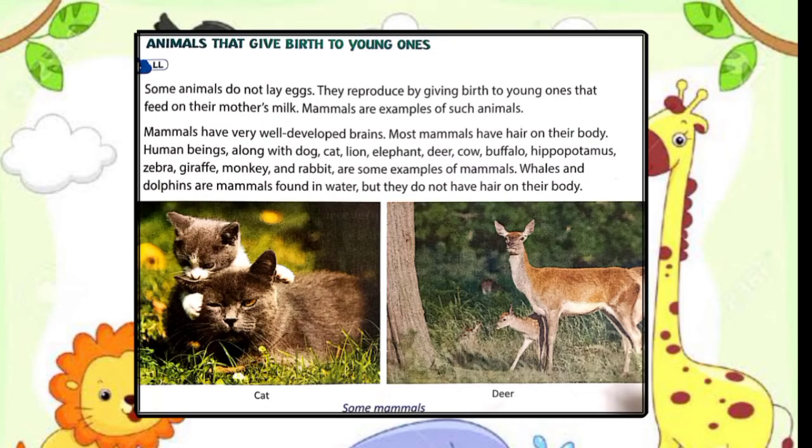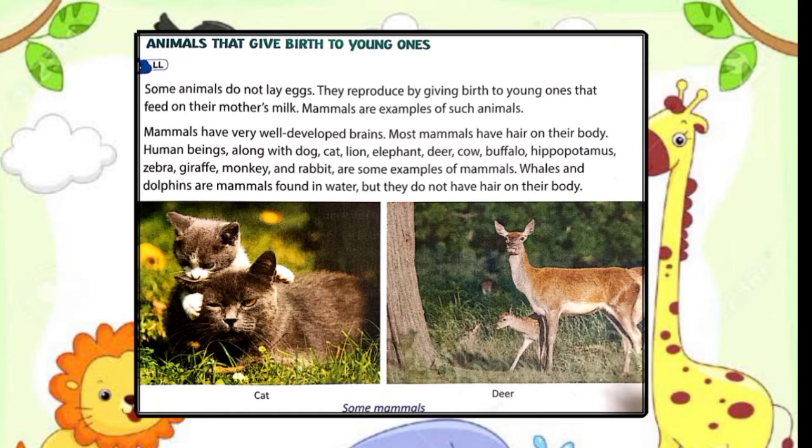Now let's understand animals that give birth to young ones. Some animals do not lay eggs, and they reproduce by giving birth to young ones that feed on their mother's milk. Mammals are examples of such animals. So let's understand about mammals.